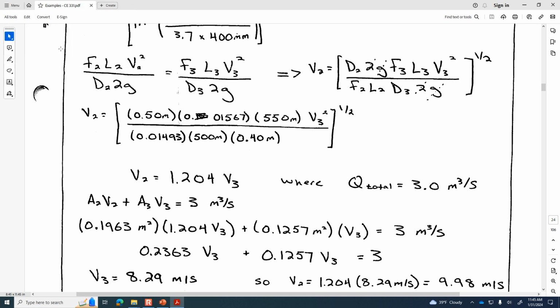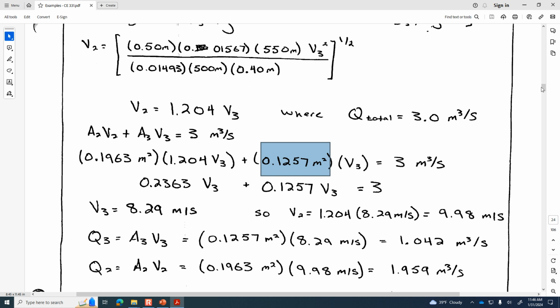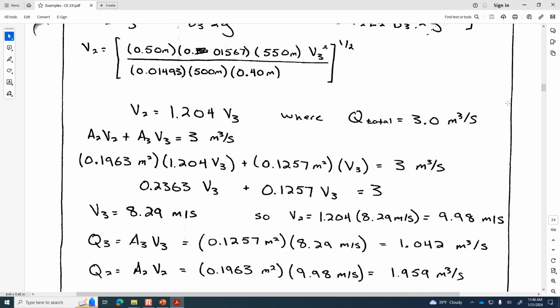Velocities, how can we find out what Q2 and Q3 are if we know the velocities? That's right. Multiply by the area of each pipe. So if we know V3 is 8.29 meters per second, we multiply that V3 by A3, 0.1257 meters squared, and that tells us Q3. That's what I did in this step, found the flow rate through each of them.